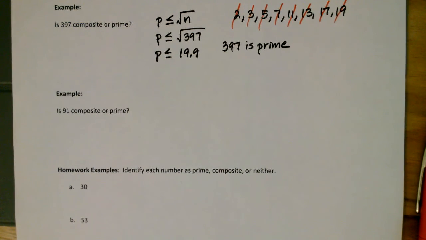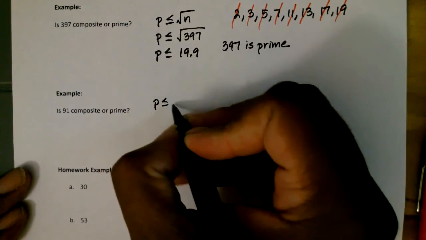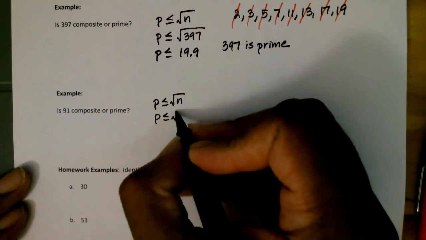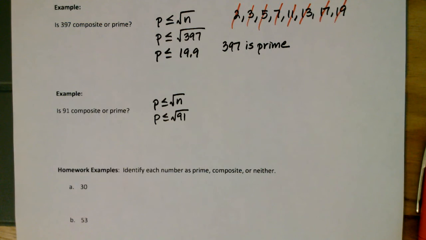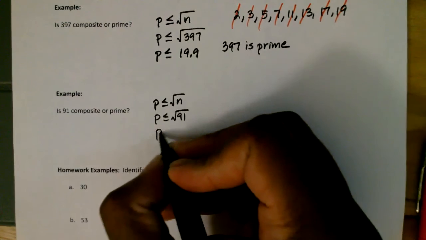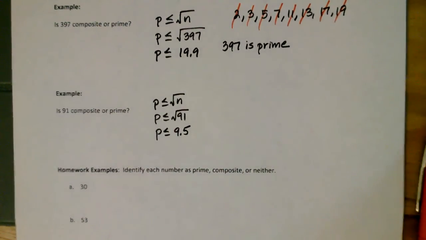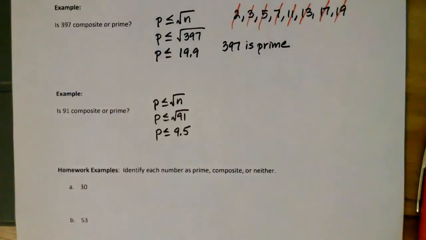Let's try 91. Is 91 prime or composite? Okay, so here we do p is less than or equal to the square root of n, and n will be 91. So if I take the square root of 91 on the calculator, this will be 9.5. So the largest prime numbers I can test will have to be less than 9.5. So it has to be 2, 3, 5, and 7.